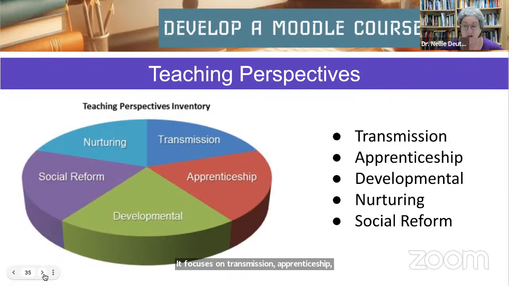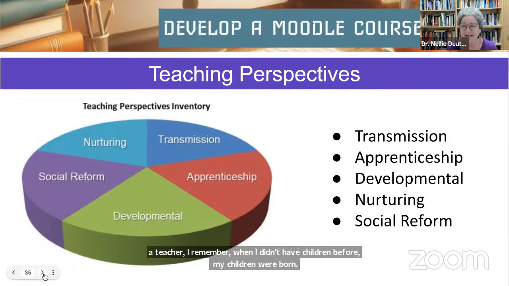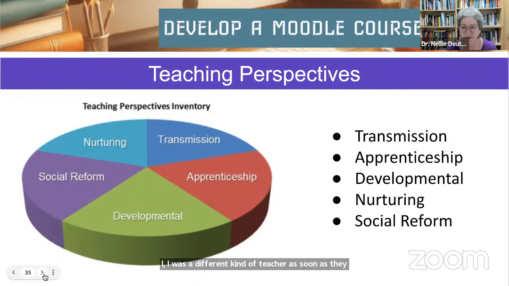Things change. As a teacher, I remember before my children were born, I was a different kind of teacher. As soon as they were born, and I taught in high school, and when they were still very young, I was a different teacher. When they got older and were high school students, my attitude changed completely. I became more nurturing than ever. So we have a bit of all of these, but which ones do we have more of? And I think it's interesting to try the Teaching Perspectives a few times, not every year, but a few times throughout your career, to see how things look and change.